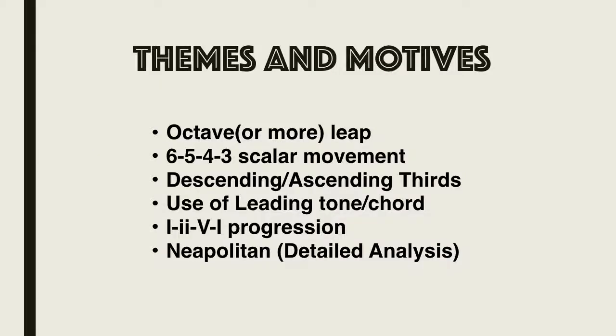All right, so I have a whole bunch of things that I kind of wanted you to look for. But I think that the descending and ascending thirds and the use of the leading tone are kind of ways that Haydn just uses to get from point A to point B. They're the tools that he uses. And the scalar movement just really isn't that interesting. There's not much to talk about. So let's move on to the octave leap and some of the things that we've seen there.